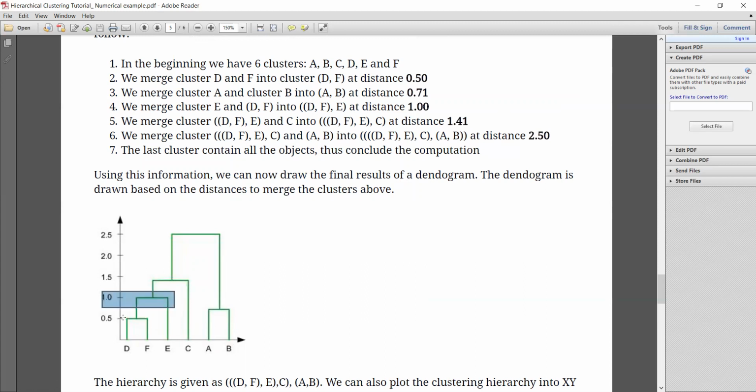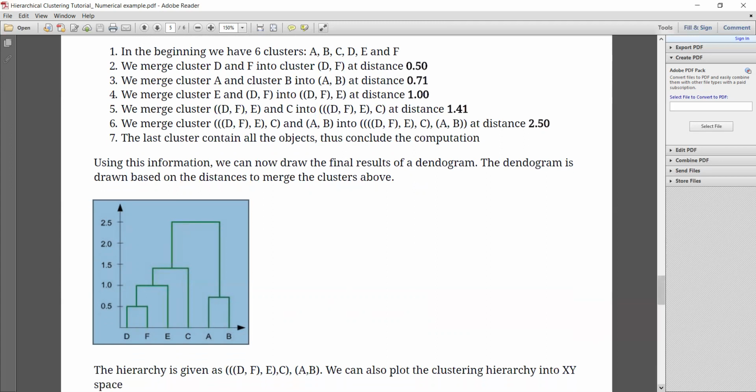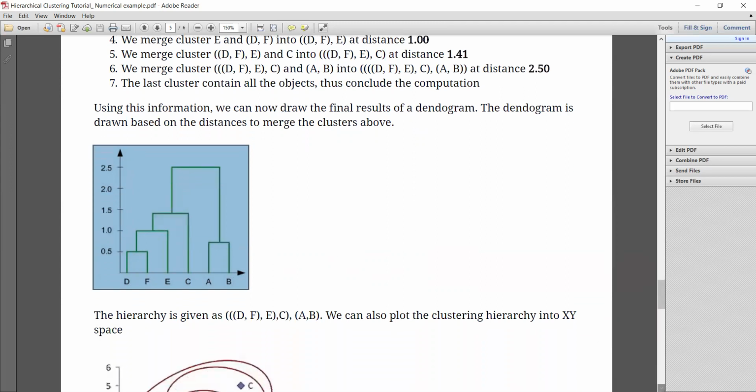At distance 0.5 we merge DF. At distance 0.71 we merge AB. At distance 1 we merge DF and E. At distance near about 1.5 we merge this DFE with the C. And at distance 2.5 we merge both the resultant clusters into the single cluster. So this is the dendrogram for my solution.